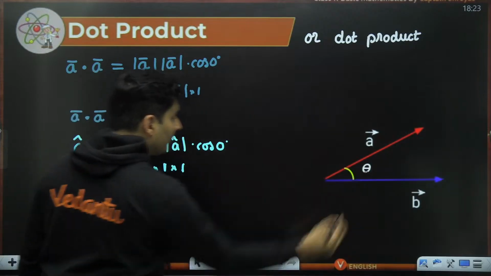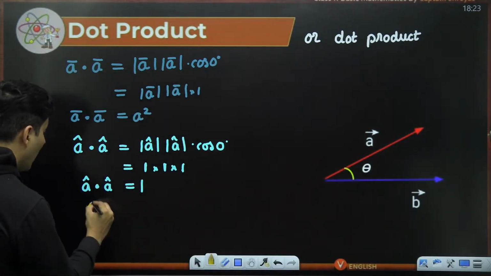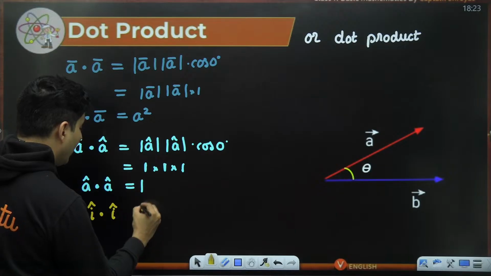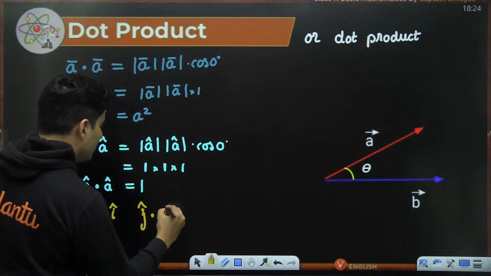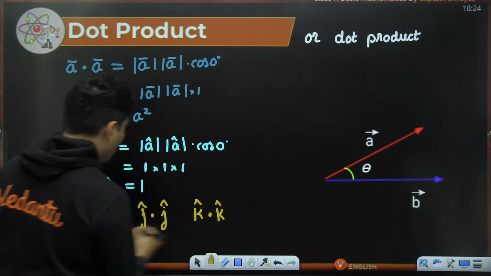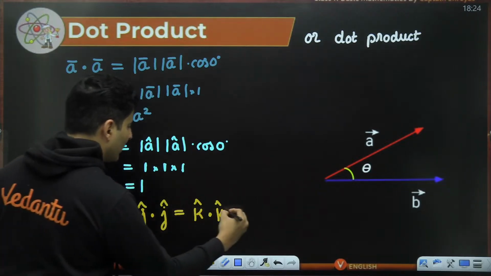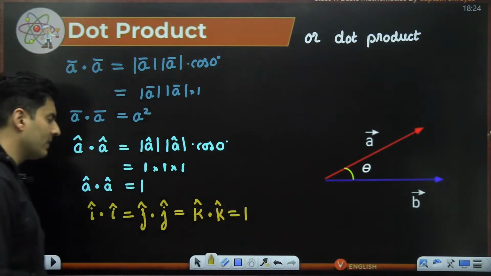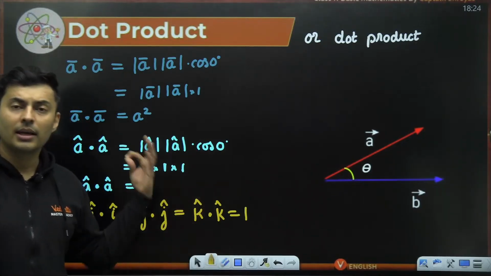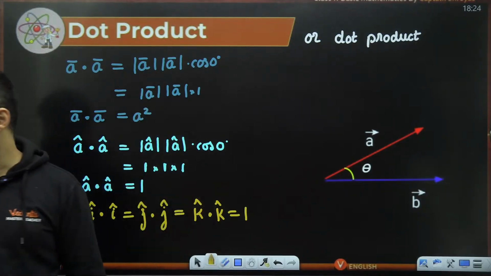Oh, so then what if I do i hat dot i hat, or j hat dot j hat, or k hat dot k hat? All of them are unit vectors dot producted with themselves. They will always be 1. i dot i, j dot j, or k dot k will be exactly equal to 1.